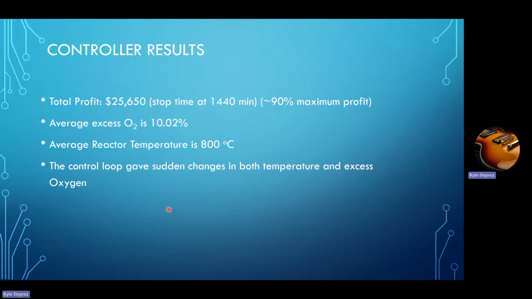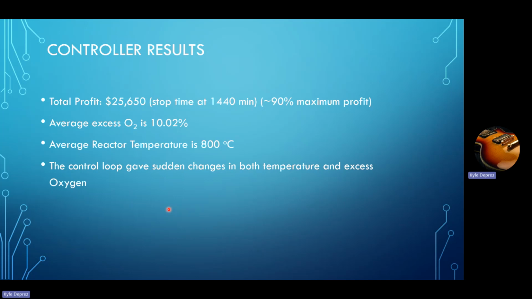All right, so after running the controller for 1,440 minutes, which was to simulate 1 day of the plant running, we got a total profit of $25,650. And when comparing that to the maximum of $28,800, we achieved about 90% of that maximum profit. And then when going back to our controls and our constraints, we had an average excess oxygen of about 10.02% and an average reactor temperature of about 800 degrees exactly, which both fall well within our constraints.